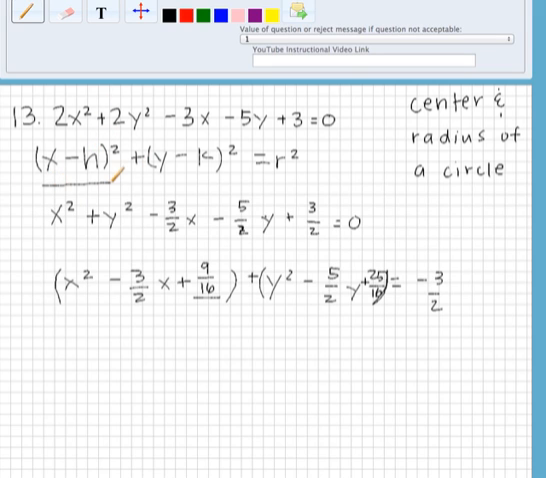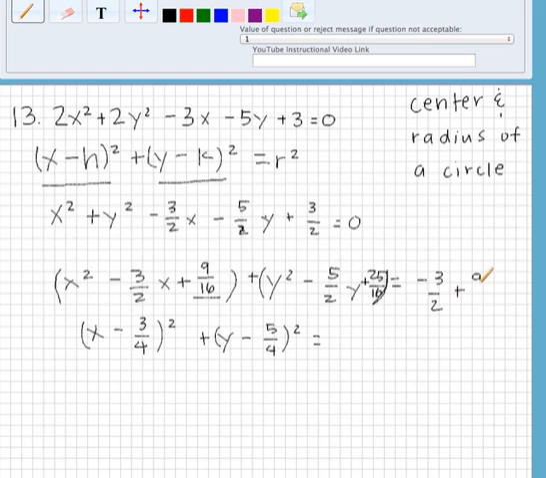So we are going to condense these into something that looks like the equation of a circle. So when you condense it, it becomes x minus 3/4 squared plus y minus 5 over 4 squared. Also, about completing the square, when you add these to this side of the equation, you add them also on this side of the equation.